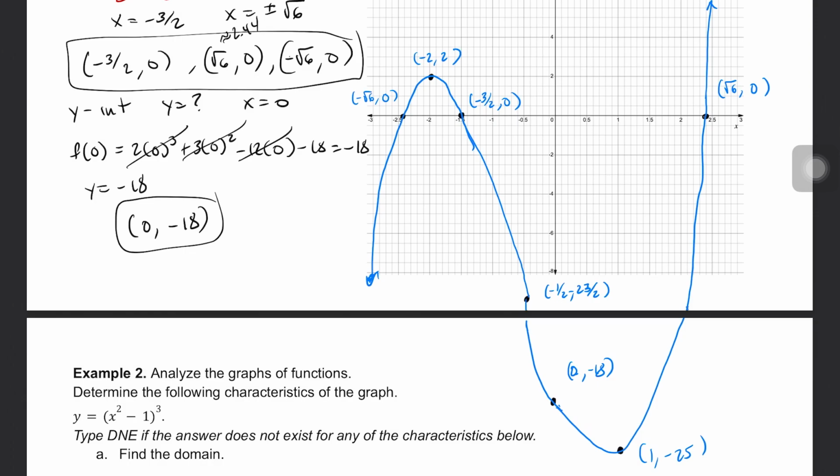This is how the sketch of the graph looks, and how we generate the information. Again, this is time consuming, but it's important in this course for us to know the behavior of the function. I hope you guys find this helpful.